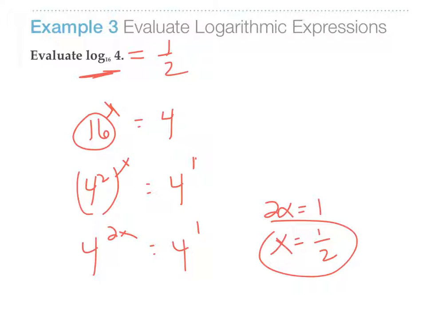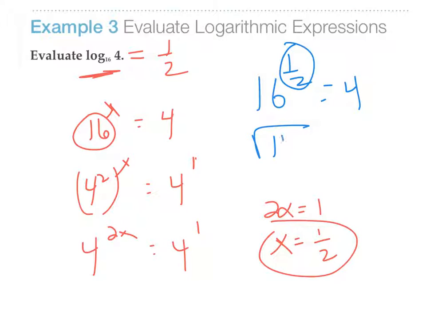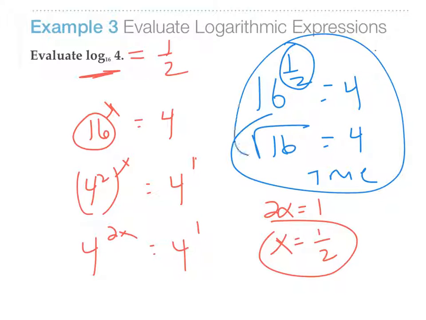So now I know what the log of 4 is. It's 1/2. Now let's do a quick check of this: 16 to the 1/2 power equals 4. Remembering, a fraction exponent means square root. So is this true? And it is true. The square root of 16 does equal 4. So our check works.